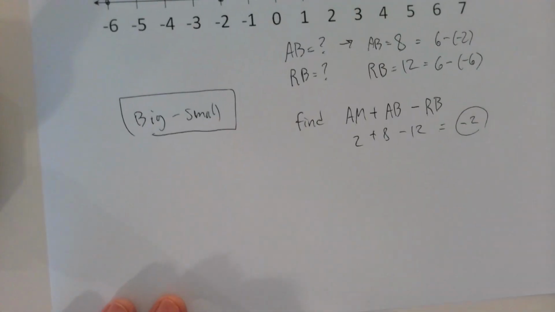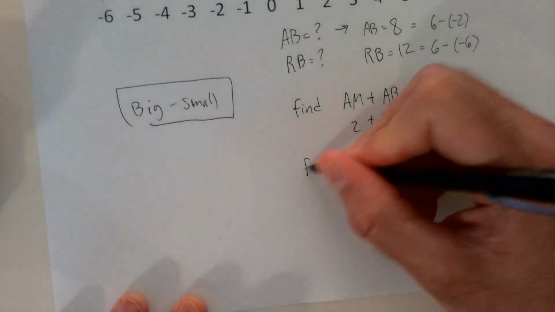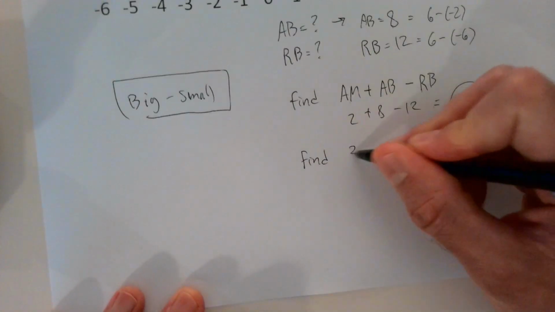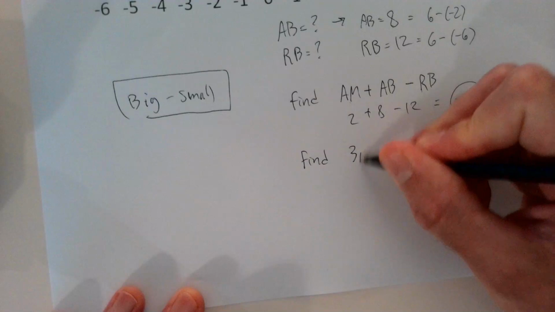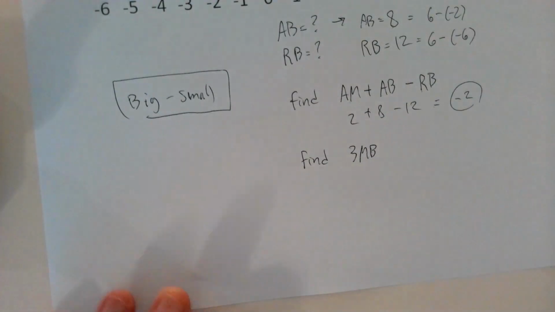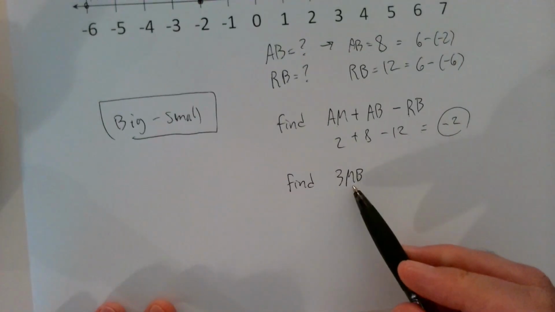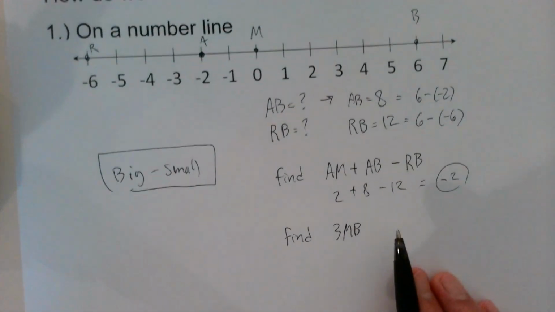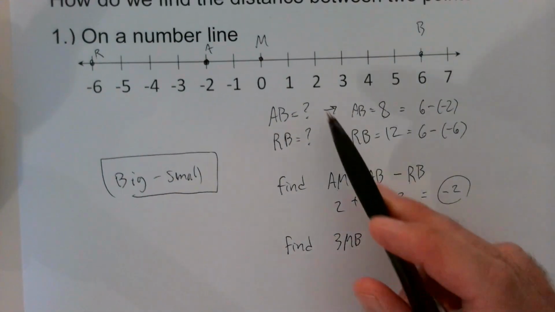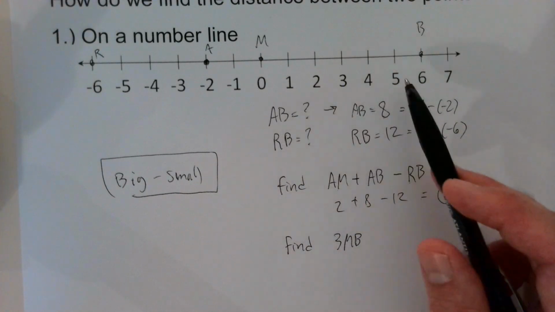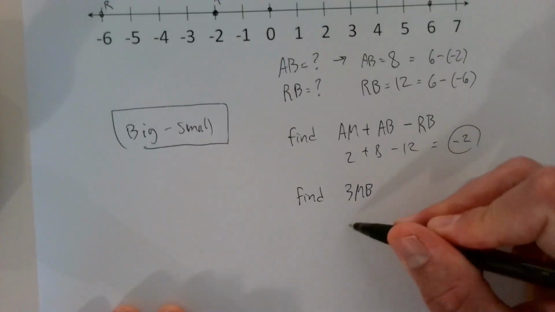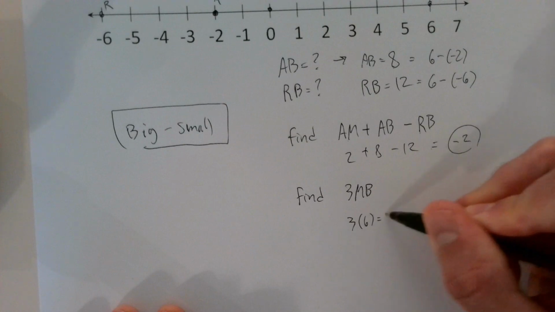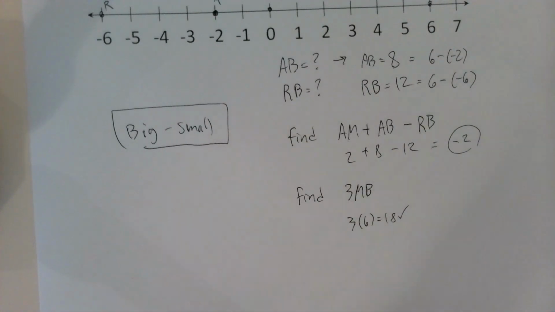Also, another thing that will confuse people, they might tell you something like find 3MB. All that means is take the length of MB and multiply it by 3. So looking at our picture there, from M to B, that's 6 units. So that's going to be 3 times 6, and that's that. So number lines, pretty simple, not a whole lot to them.